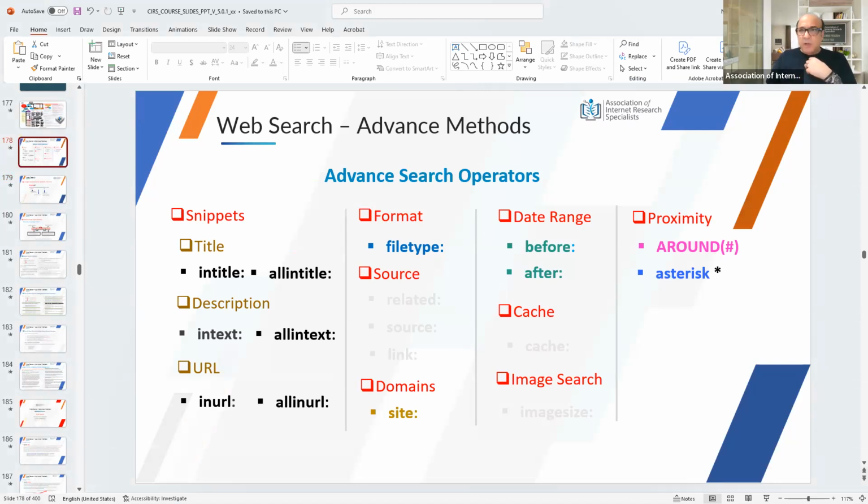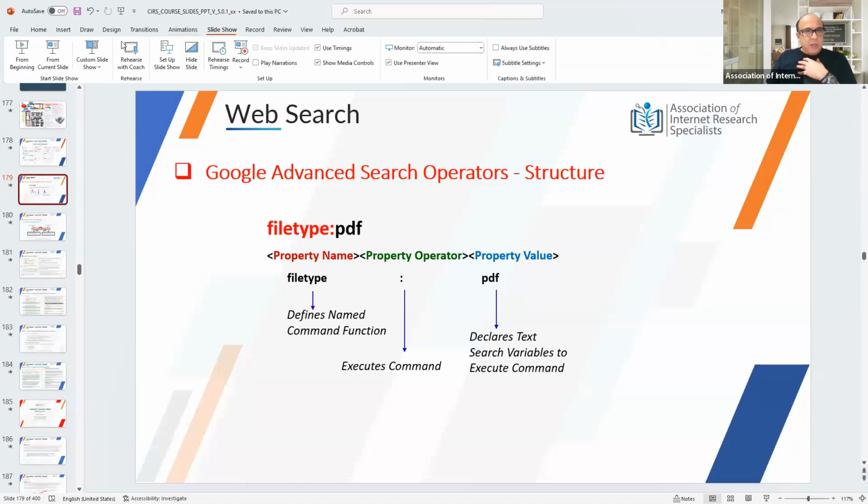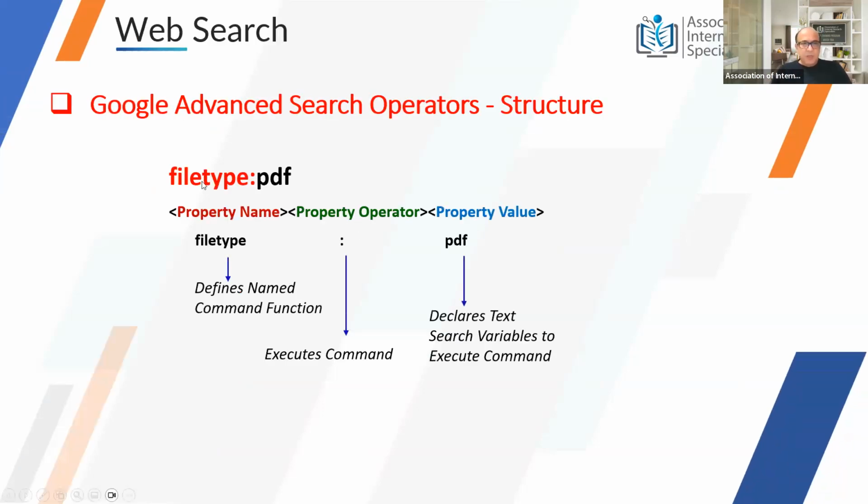We'll do before and after later. Okay. So moving forward, this slide is explaining the naming of the different parts of the structure of these operators. Take an example of file type colon PDF, right? What are these called?